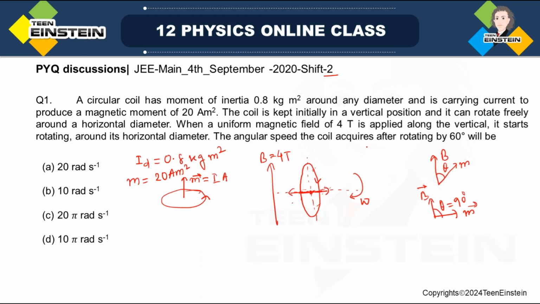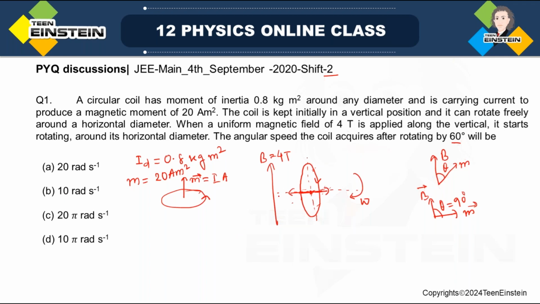The angular speed the coil acquires after rotating by 60 degree. After rotating by 60 degree, it acquires certain angular velocity. Okay, so that angular velocity you have to find out. Okay, so this problem can be solved. See what you can think, what all you can think. I know magnetic moment, I know magnetic field. So magnetic field is making certain angle with magnetic moment, or magnetic moment is making certain angle. Initially it is 90-degree, and we have got a configuration where magnetic moment is making an angle 60-degree with B. So with this, what we can think of, and also it is rotating.